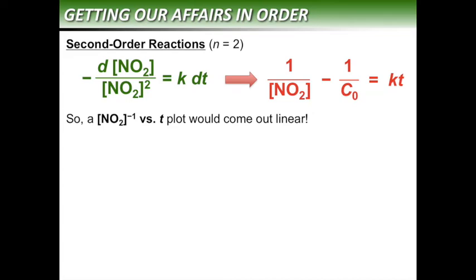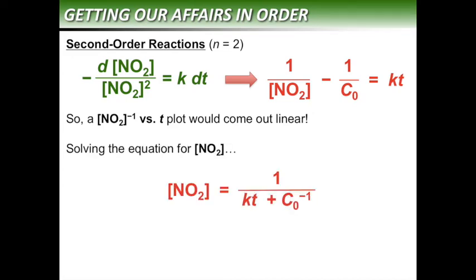Again, if I want to solve this specifically for NO2, I would add 1 over C naught to both sides, and I would then take the reciprocal of both sides, and here's what we would get. Notice that in this case, I'm going to start with a certain value, 1 over C naught, and then as time passes, the result of this is going to be to make my denominator bigger and bigger and bigger, which means that my NO2 concentration is going to get smaller and smaller and smaller.